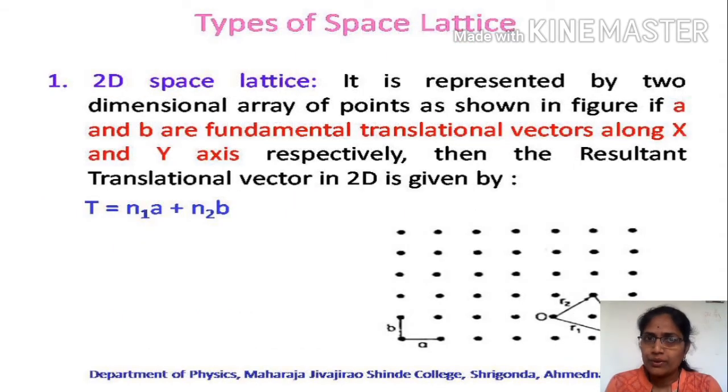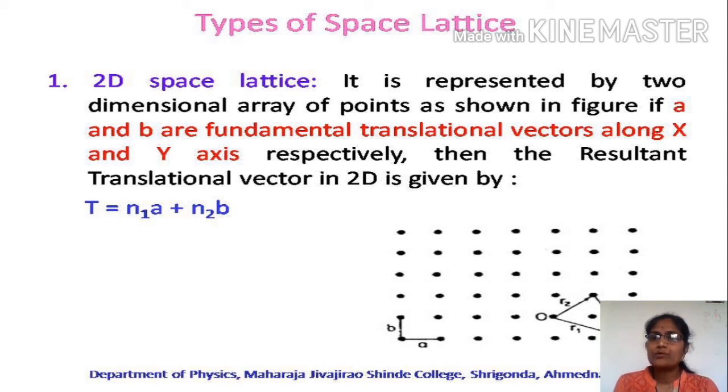So there are two types of space lattices, two-dimensional space lattice and three-dimensional space lattice. Suppose we consider only two axes, that is x and y axis, then the whole crystal structure can be drawn with the repetition of a, that is the distance between two points along the x-axis, and the distance between two atoms or points along the y-axis. If we start to repeat this, the entire structure will be built up.